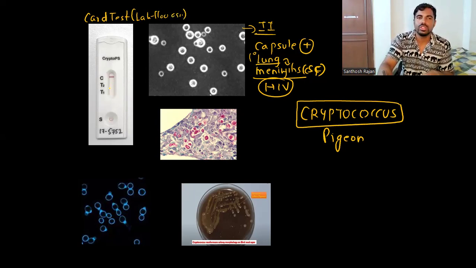You can get a positive result. You will see the line here. You can tell the species up and down. So that's the one. If you want a fast result, you go with the card test. Okay, rapid test, that's it. Lateral flow test, you can say.